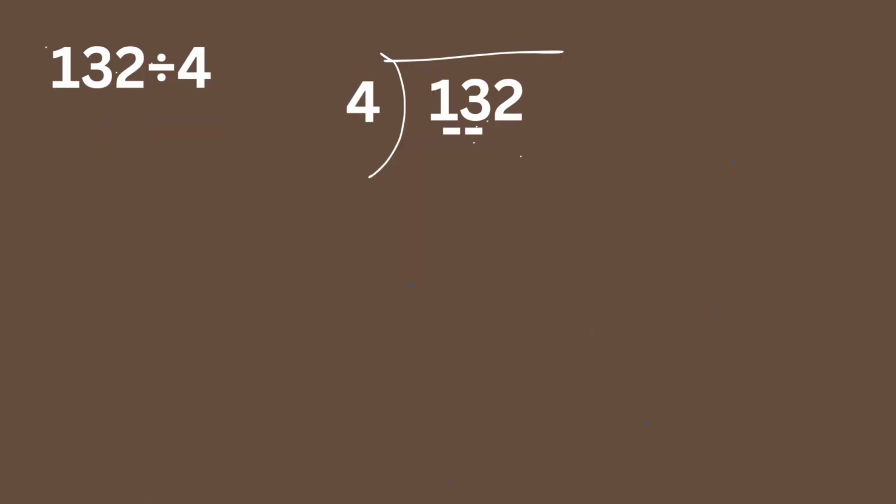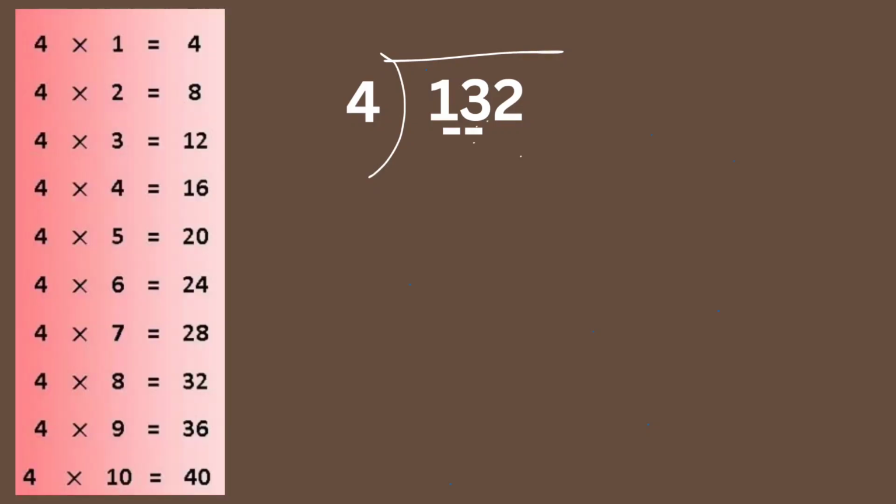First step. Divide. Look at the first digit of the dividend, which is 1. Since 1 is smaller than 4, we cannot divide 1 by 4 and get a whole number. So, we take the first 2 digits, which are 13. Divide 13 by 4. 13 divided by 4 is 3, because 4 goes into 13 3 times, 4 times 3 equals 12. Write 3 above the line.